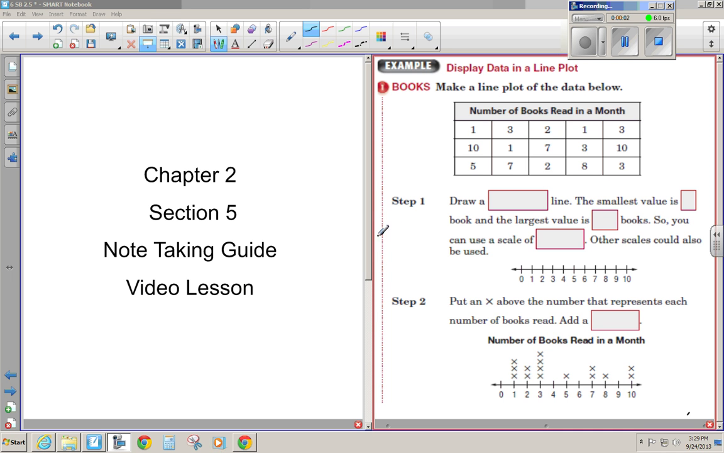Welcome. This is Chapter 2, Section 5, line plots. The first thing you do when making a line plot is you're going to have a set of data. You're going to draw a number line.